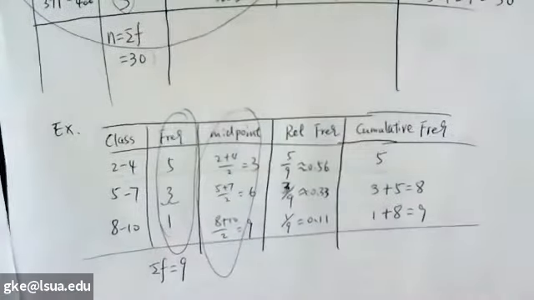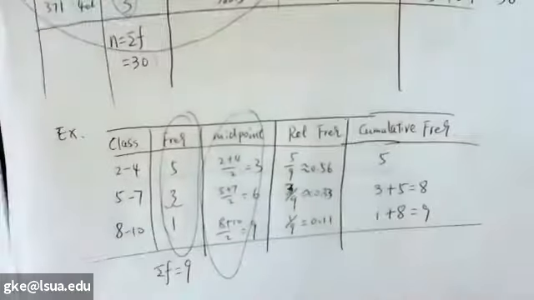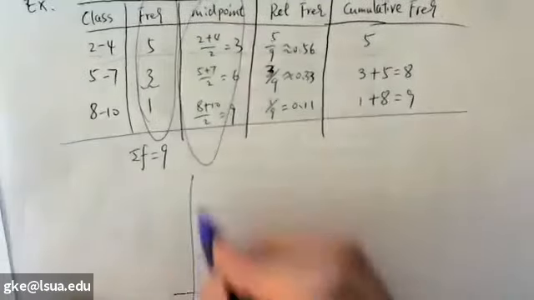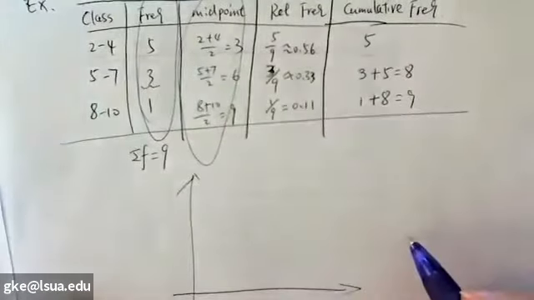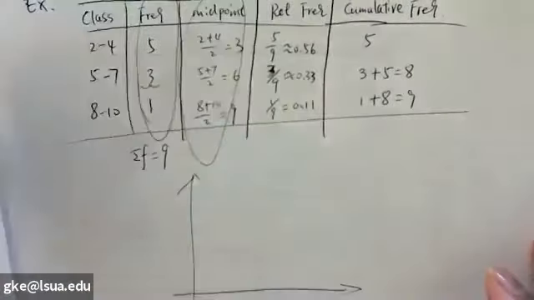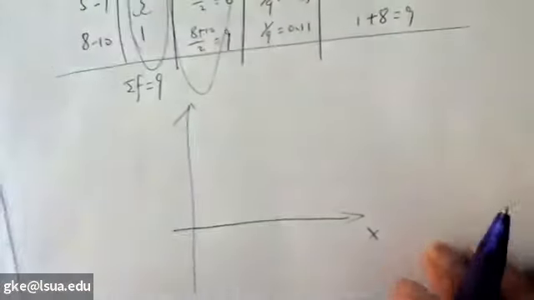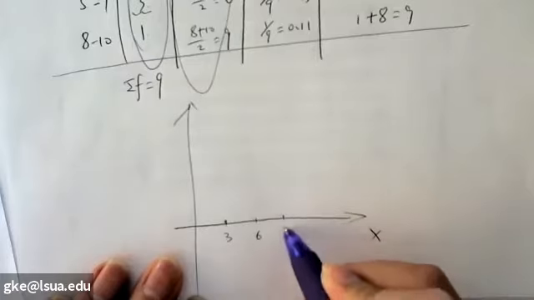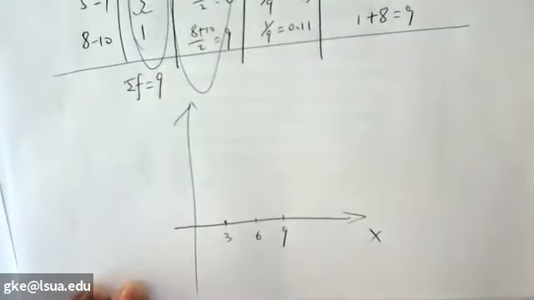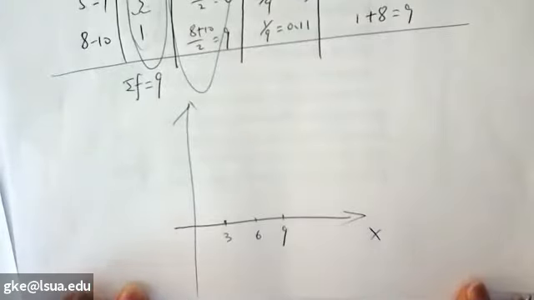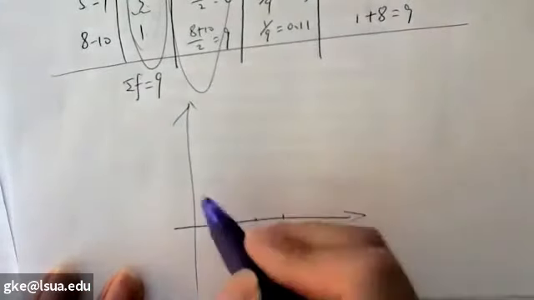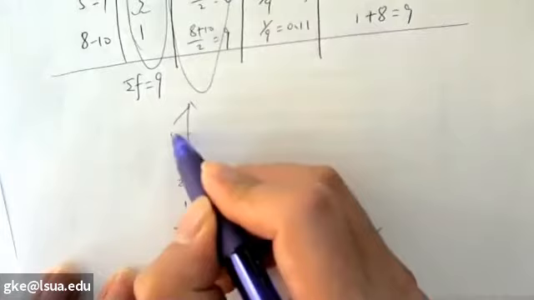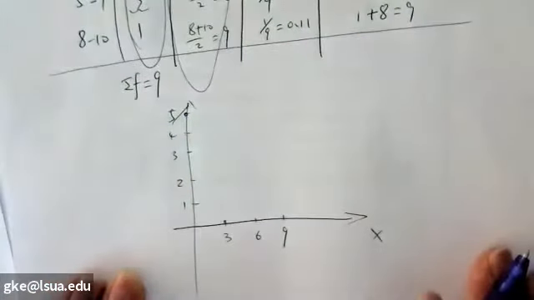Okay, I'm gonna draw it on the board. I think it's not too hard. So for the x-axis, I draw the middle points: 3, 6, 9, right? And the y-axis is going to be the frequency. So I can draw 1, 2, 3, 4, 5.